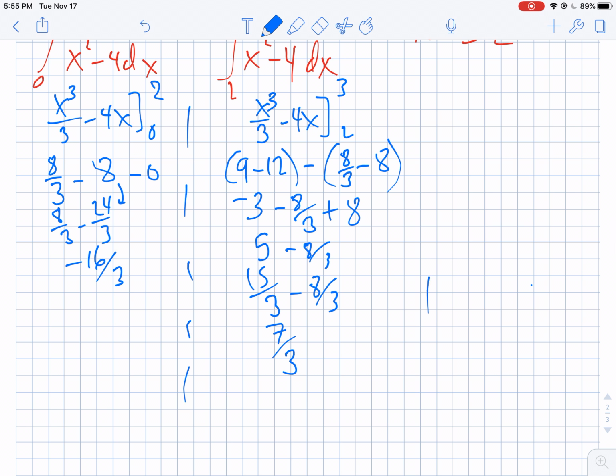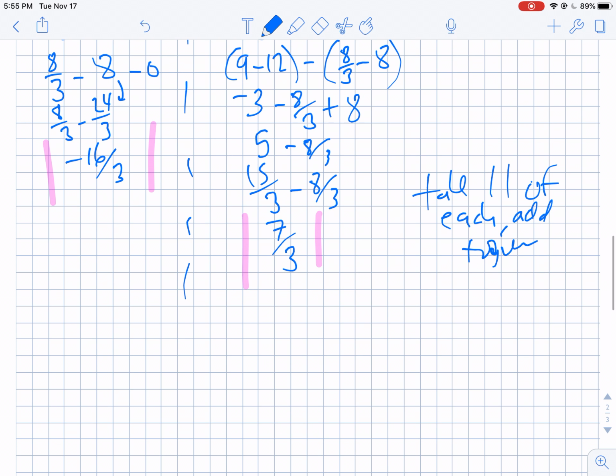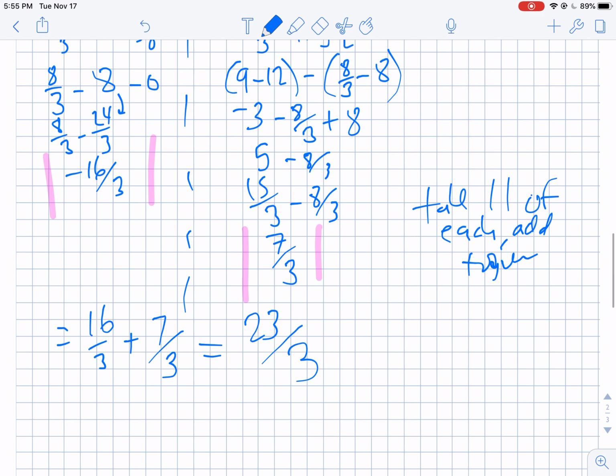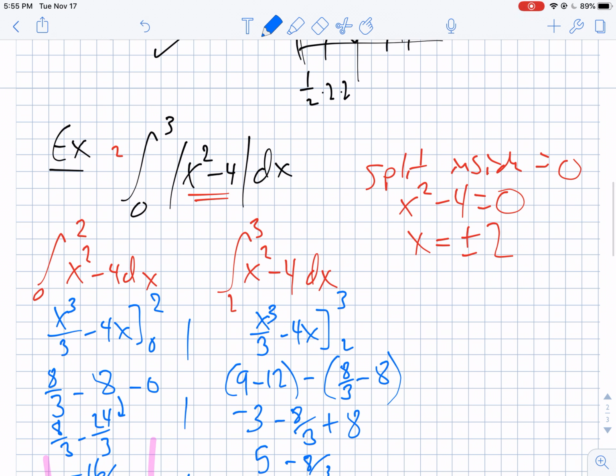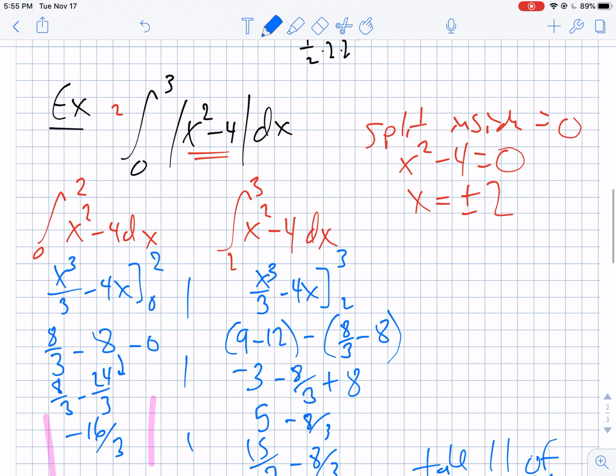Now again, I'm going to take the absolute value of each, and then I'll add them together. And of course, taking the absolute value of a number is extraordinarily simple. So this would just be 16 thirds plus 7 thirds. So I got an answer here of 23 thirds, assuming I didn't make any other arithmetic errors. Okay. So that's how you, I'm sorry for my arithmetic there. That's how you do this. Again, we didn't split it up at -2 because it wasn't within the bounds.